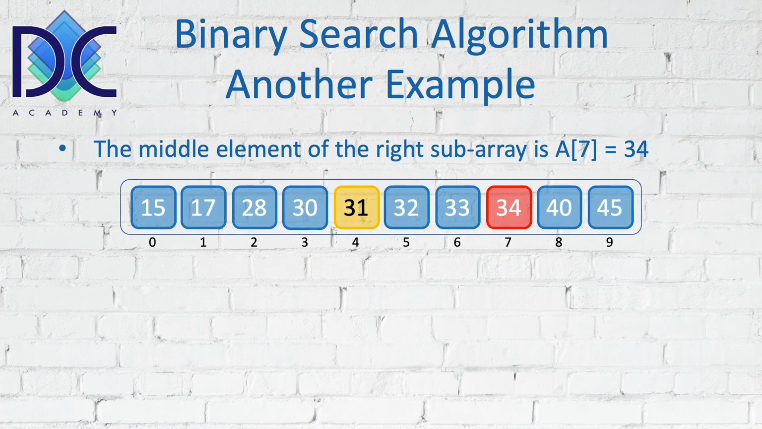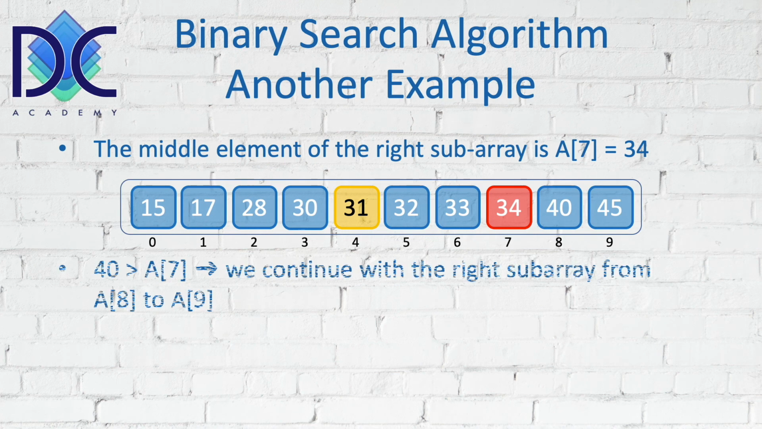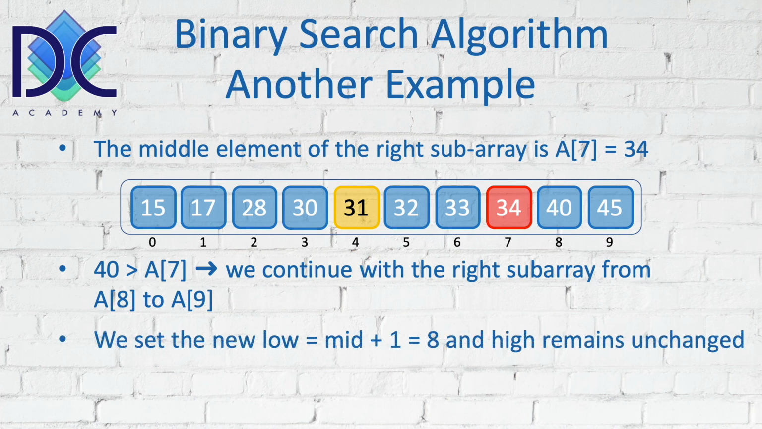So 34 is in red. And we know that A7 is smaller than 40, or 40 is larger than 34. So we have a new subarray from A8 till A9. So we only have 2 elements in this new subarray. So basically we have mid plus 1, 7 plus 1 is 8, and the high value remains unchanged.